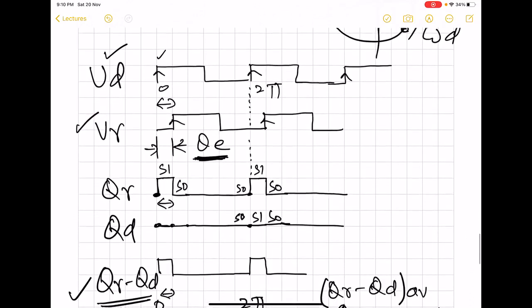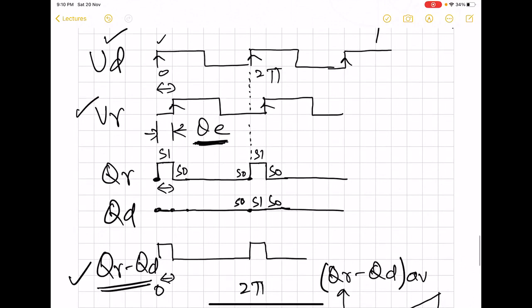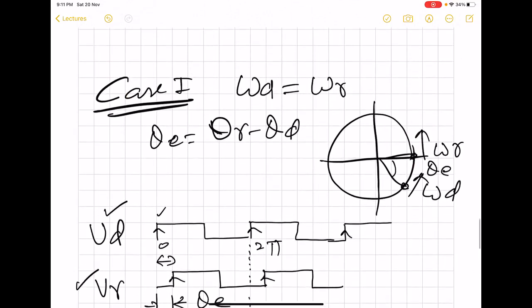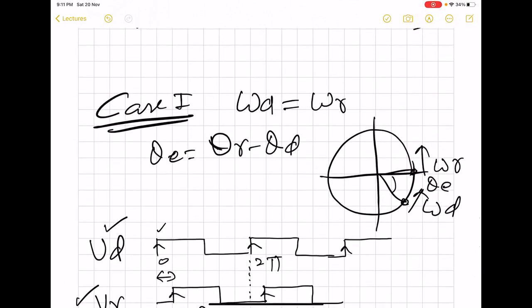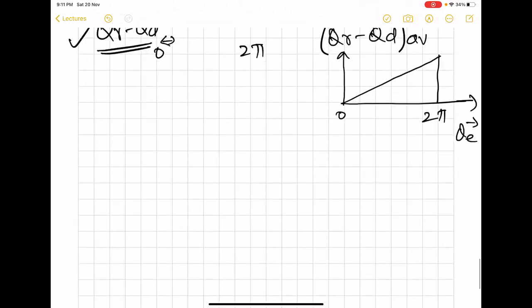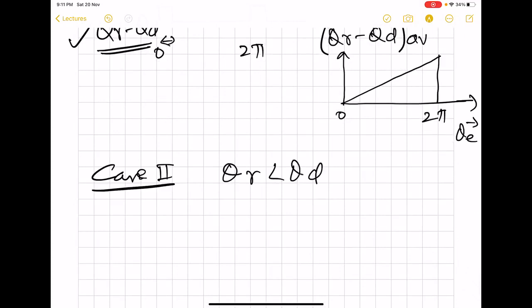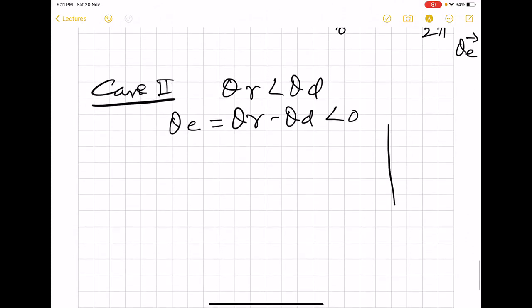So now let us see what happens when we have a reverse scenario. That means when the reference signal lags behind the different signal. So we now have case 2 where theta r is less than theta d. That means theta e, which is theta r minus theta d, is going to be negative. So now we have this scenario.